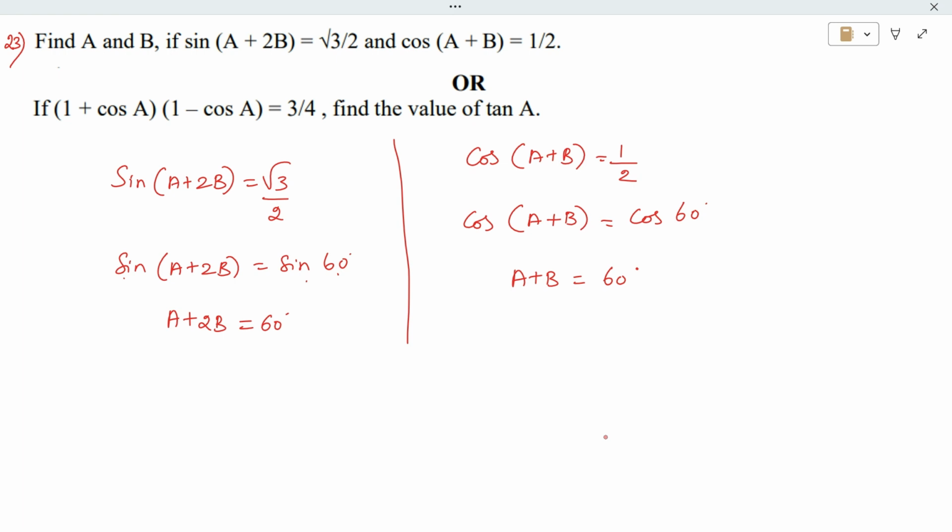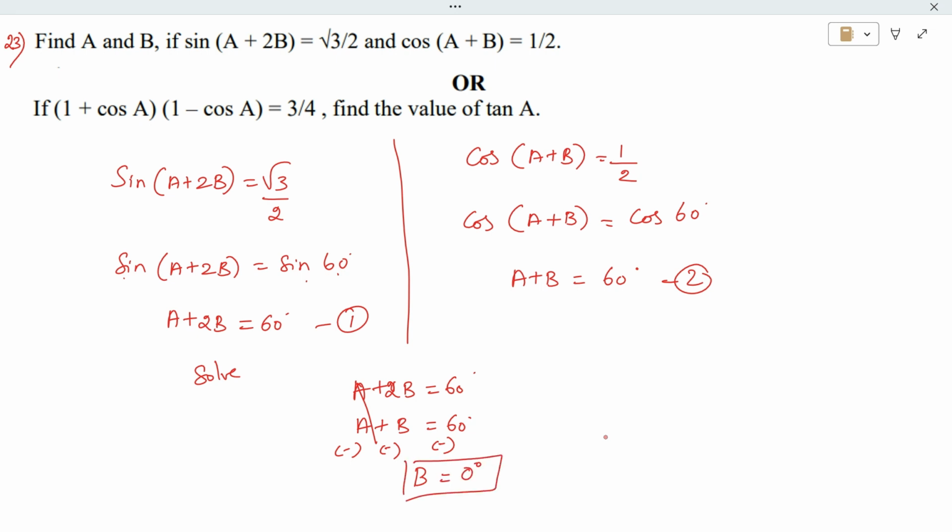So now I have two equations. Let me name them 1 and 2. I'm going to solve them to find A and B. So A plus 2B is equal to 60 degrees and A plus B is equal to 60 degrees. So change the sign and eliminate A. 2B minus B is B, that is equal to 0 degrees. After getting B, I can substitute in any one of the equations.